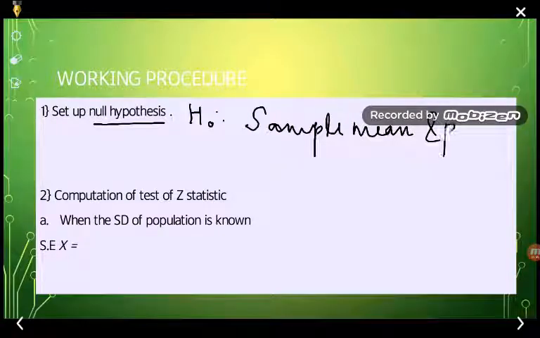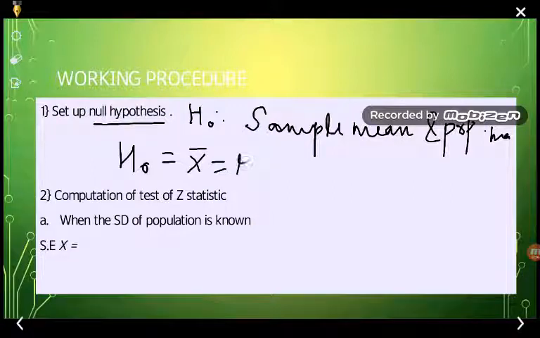So the null hypothesis H0 can be written as: there is no difference between the sample mean and the population mean. Consider mu as the population mean and X bar as the sample mean. So we say that there is no difference between the two, or that the sample mean is equal to the population mean.